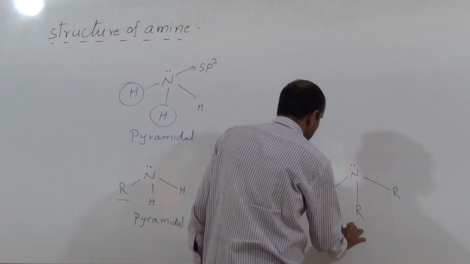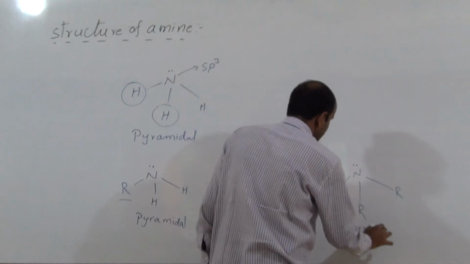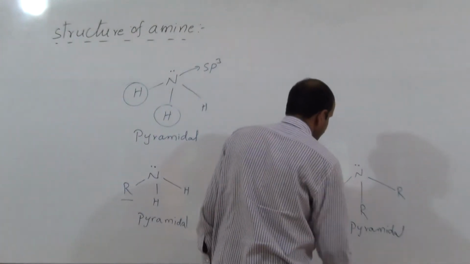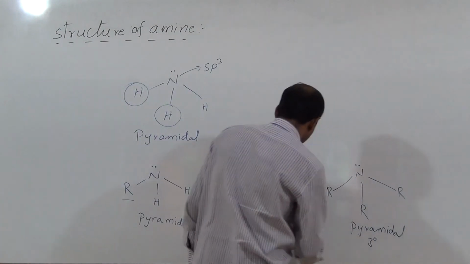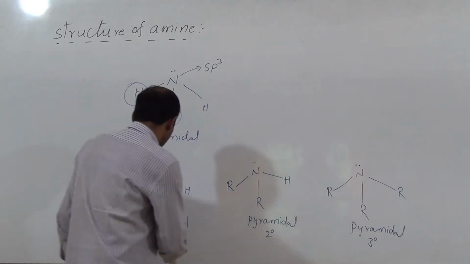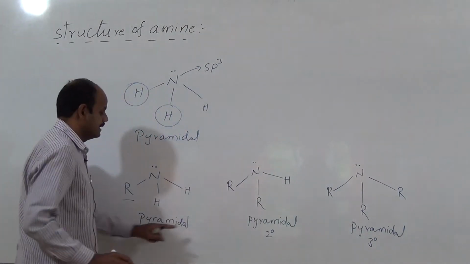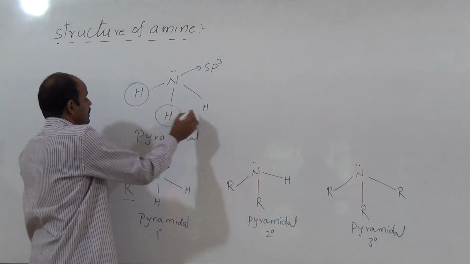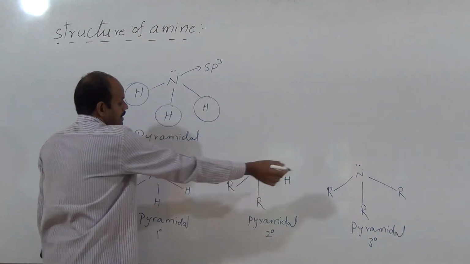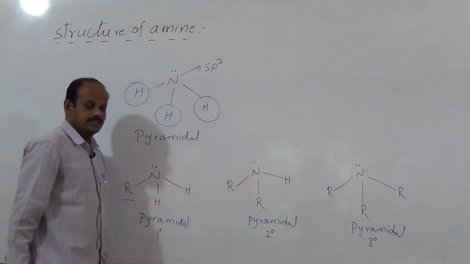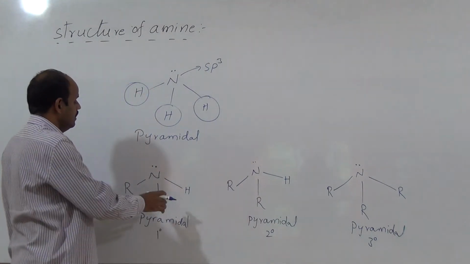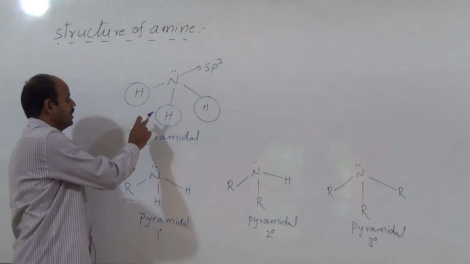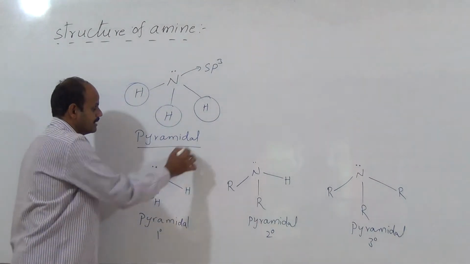Similarly, if you take tertiary amines, tertiary amines also have a pyramidal structure only, because these primary, secondary and tertiary amines are derived from ammonia only. Here 3 hydrogens are replaced by 3 alkyl groups, then we get tertiary amines. Thus these amines have a structure similar to ammonia, that is, a pyramidal structure.